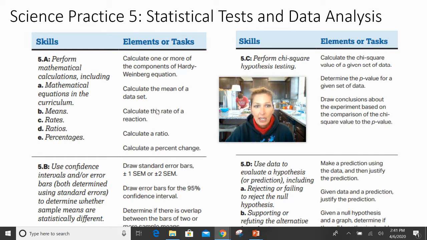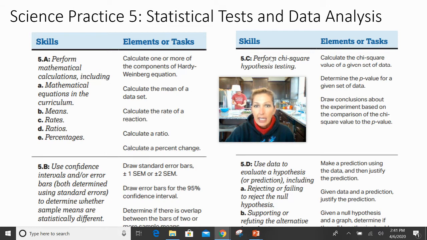But calculating the mean, the rate of reaction, ratios, and percent changes, those are really important skills that you guys should be familiar with. Now, this is where I also told you about using confidence intervals and error bars. We're going to talk about that today and make sure that you are comfortable with using and reading error bars.